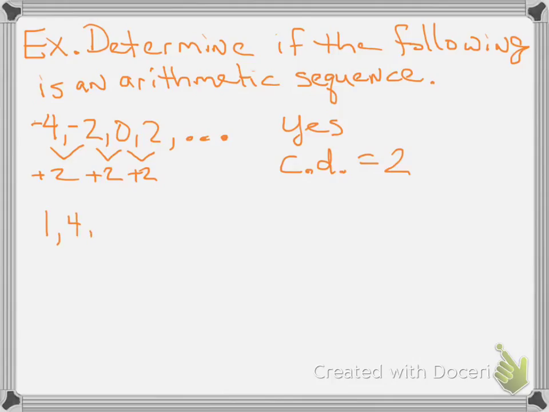Okay, how about this next one? 1, 4, I've got to speed this up. 5, 25. Here I can see 3, 5, and then, what, 16? Guess what? Those didn't change the same, so not an arithmetic sequence.